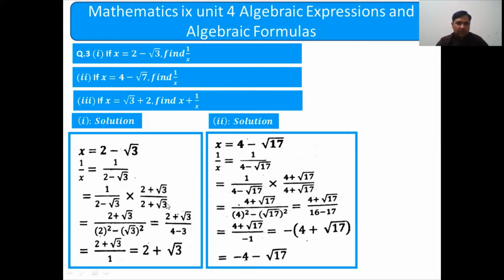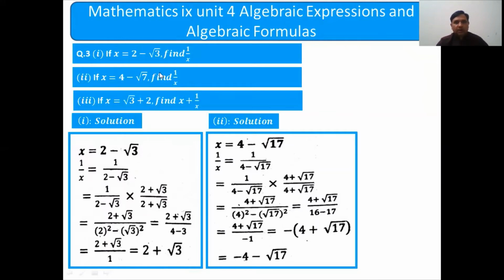We're using the formula (a minus b)(a plus b) is equal to a square minus b square. So this is 2 square minus square root of 3 square. So we can write 2 square is 4, and this square root cancels out with this square, so we have 3. So 4 minus 3 is 1, and we get 2 plus square root of 3 divided by 1, or 2 plus square root of 3. So this is the value of 1 by x.